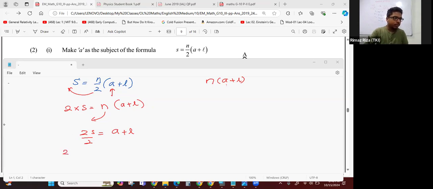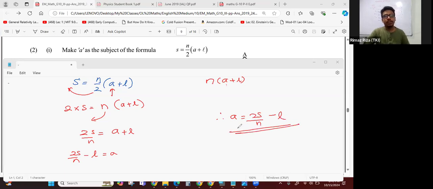So, oops, I have written here, it has to be 2S over N. So 2s divided by n, plus L goes to the L side as minus L, equals A. Therefore, A equals 2s over n minus L. So done and dusted. So A equals 2s divided by n minus L.